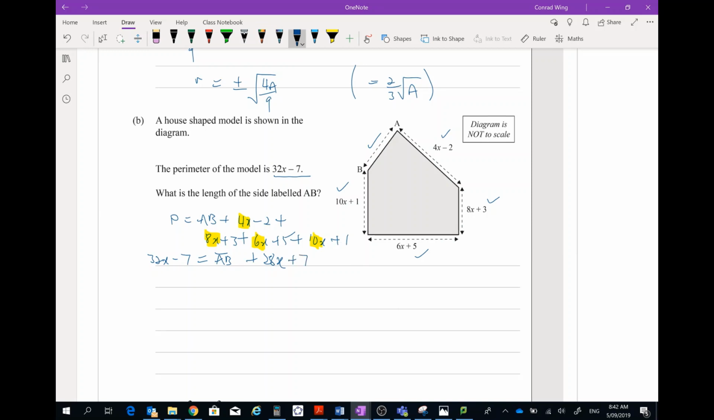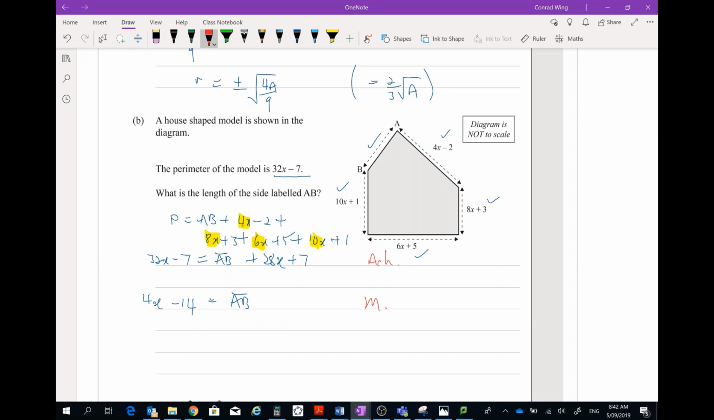And now, if you got to here, they're giving you achieved for getting that far. That is very nice of them. But they ask you for AB, so you're going to leave AB by itself and get rid of the 28x from this side and the 7 by subtracting. So 32x minus 28x is? 4x. Yep, 4x. And then negative 7 minus another 7 is? Negative 14. And that very nicely is merit.